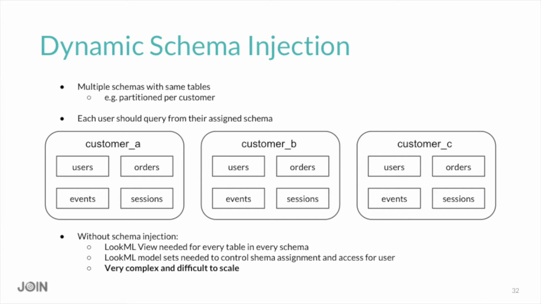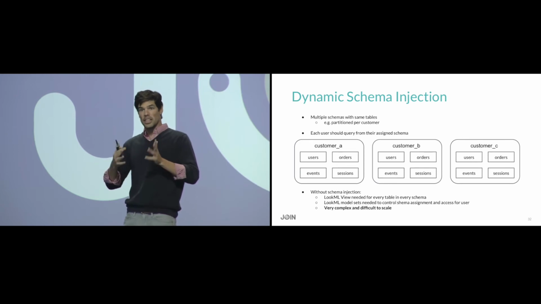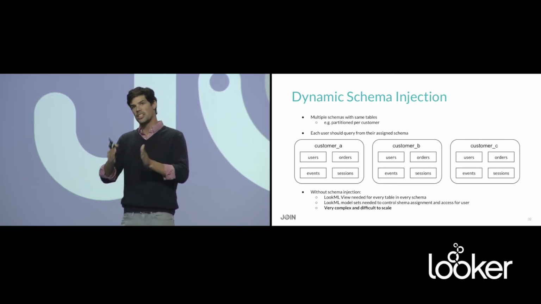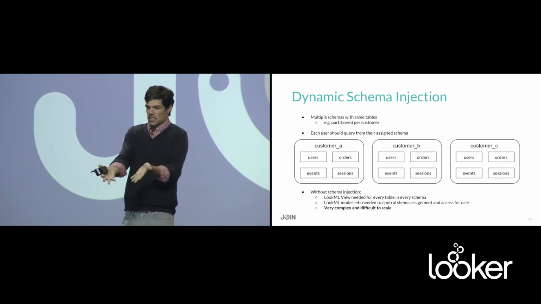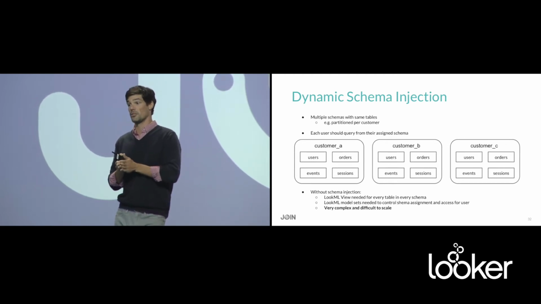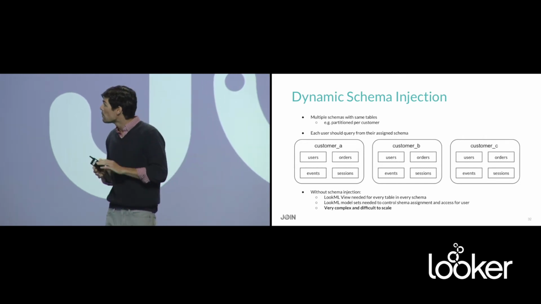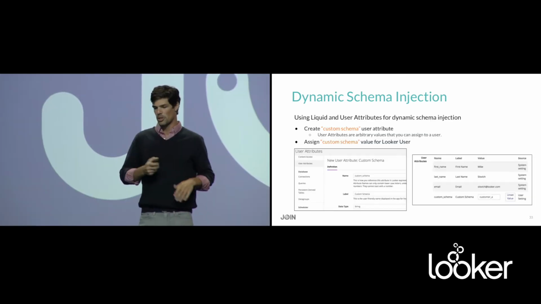Obviously different data, but the exact same structure. So without dynamically injecting schema name, we'd have to create LookML views for each one of those tables. So we'd literally have to make, essentially in this specific example with just 3 schemas, 12 views. That's not awesome. And obviously, you'd have a lot more tables and a lot more schemas likely, just not going to scale, not any good. So what can we do about that?